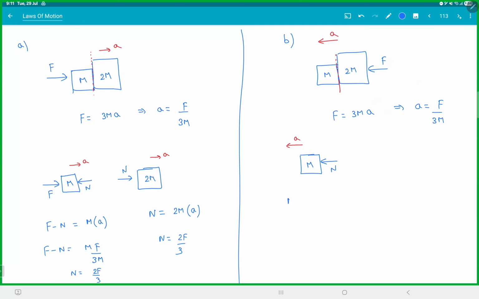There's only one force, N is equal to mass into acceleration. And acceleration is F by 3m. This was easy. All clear with this? You're getting how we did this? Any doubts? FBD, or why did it take N like this? Anything that you're not convinced, please ask.